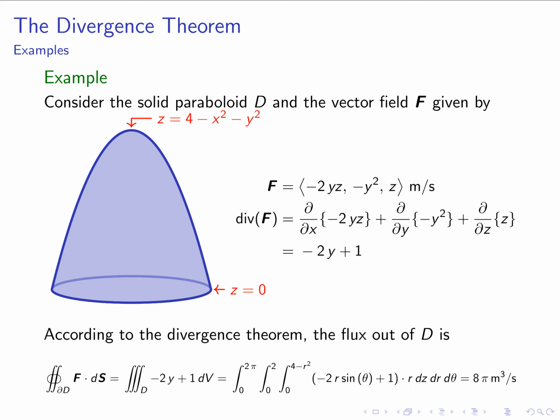So again, the divergence theorem has allowed us to take what would be a difficult direct calculation, because we would have to calculate flux here, we would need to parameterize the paraboloid part of this domain and then parameterize the disk part of this domain and solve 2 flux problems. But instead, we just need to calculate 1 triple integral of the divergence of our operator throughout this 3-dimensional region.